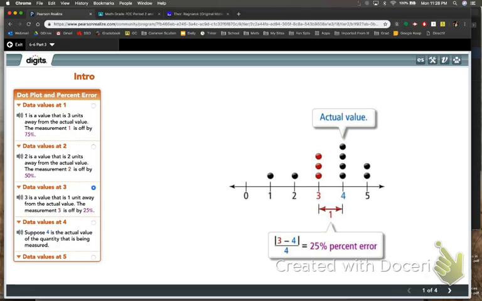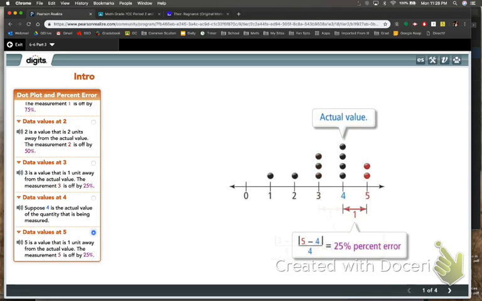Let's take a look. Oh, didn't play the audio. 5 is a value that is 1 unit away from the actual value. The measurement 5 is off by 25%. So what do you know? You got the 3 and then the 5 being very, very similar. And then there was no percent error if you guessed 4.